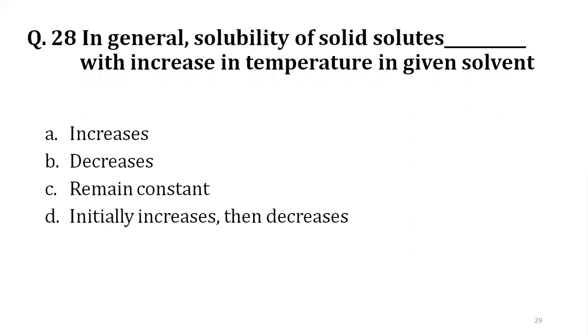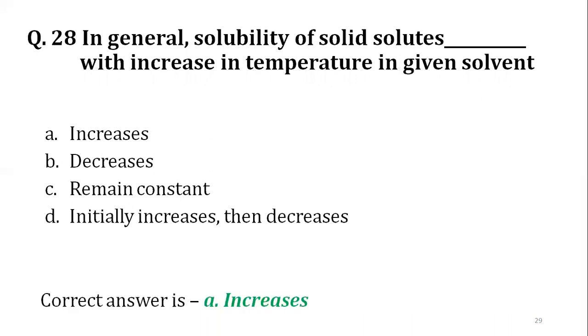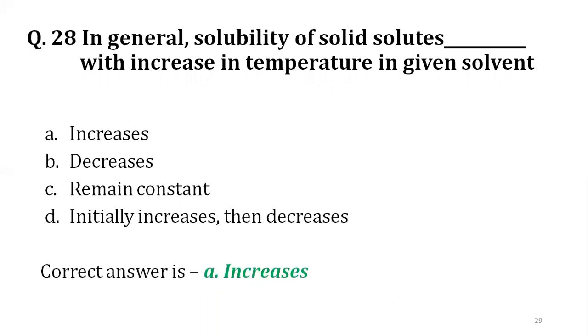Question number 28. In general, the solubility of solutes dash with increase in temperature in a given solvent. As the temperature increases, the solubility of solids: A, increases; B, decreases; C, remains constant; and D, initially increases and then decreases. The correct answer, you guessed it right, is A, increases. As the temperature increases, generally the solubility of solids in liquids increases, because these are directly proportional.